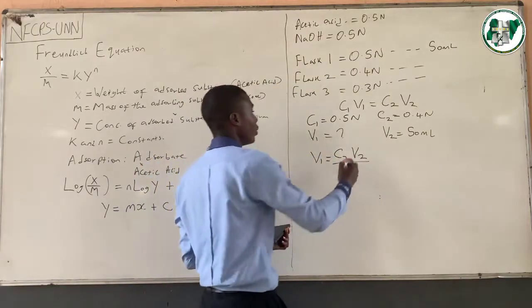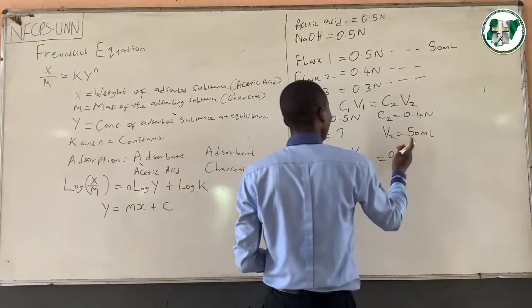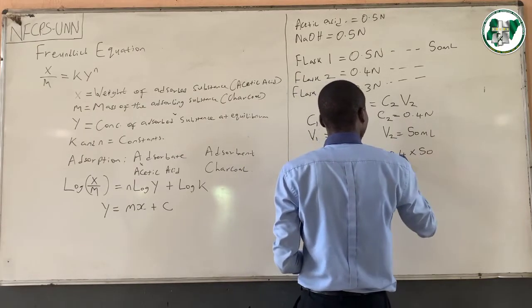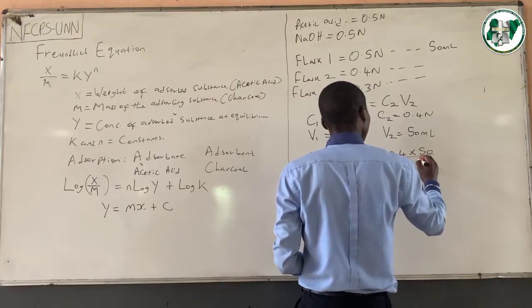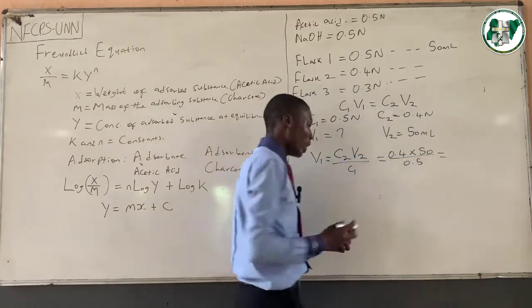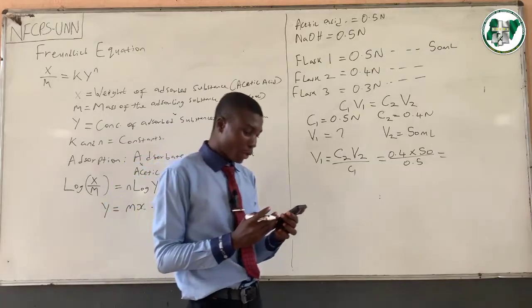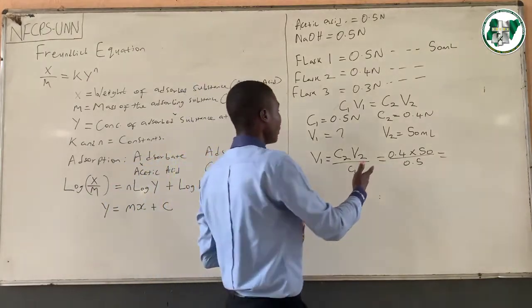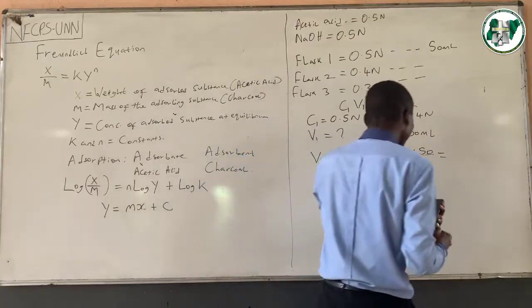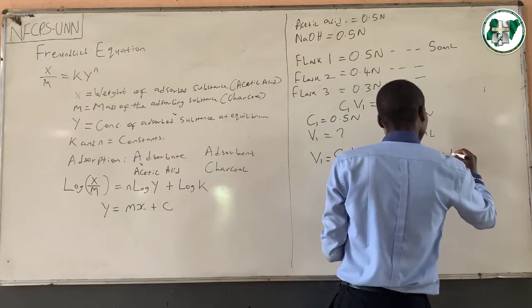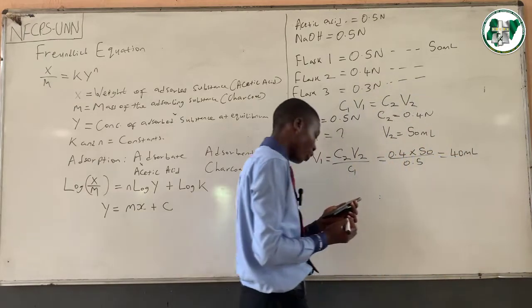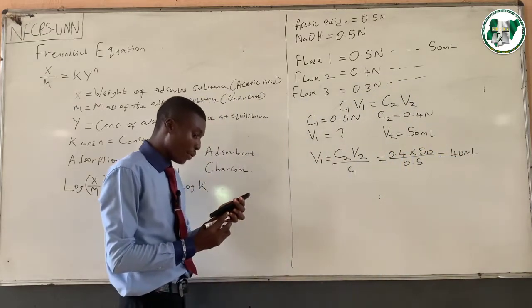So let's do the calculation. C2 is 0.4, then our V2 is 50, and then our C1 is 0.5. So if you press this in your calculator, you are going to see that the volume you actually need for this is going to be 40 mL.